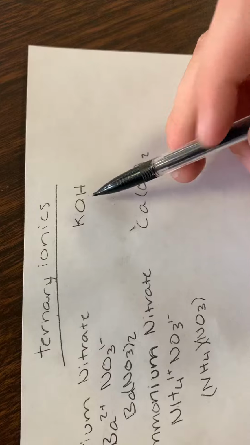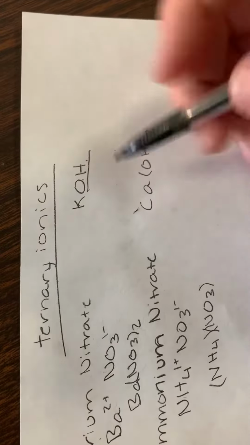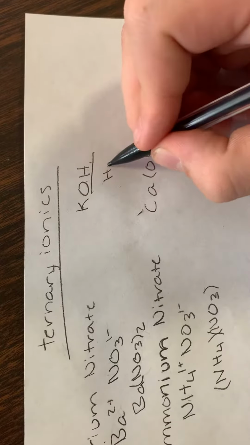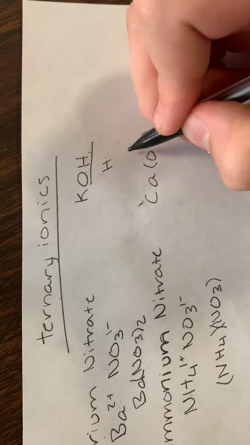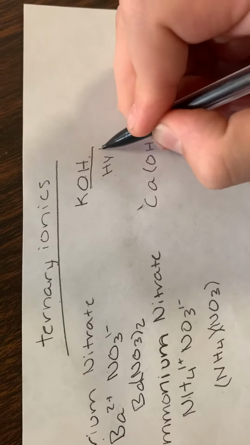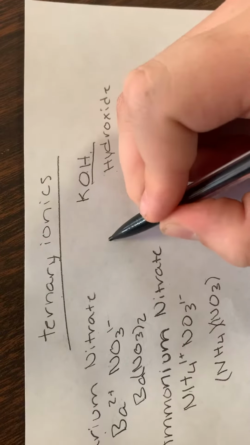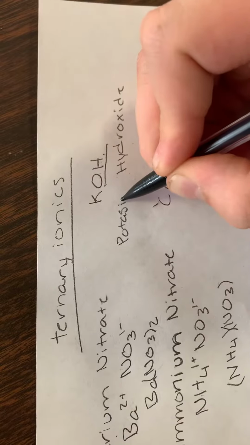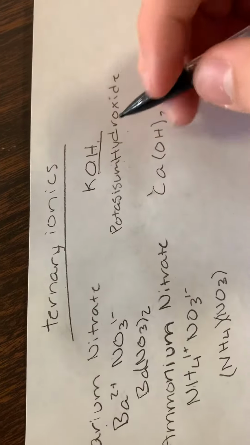Now going from formula to word, we know that this is hydroxide because of hydrogen and oxygen, and you have to change the oxygen to oxide. So it's going to be hydroxide. And we know this is potassium. Spelled that wrong, but that's potassium hydroxide.